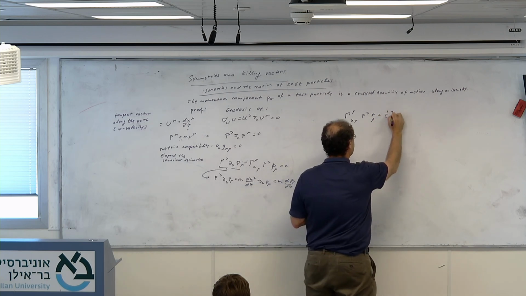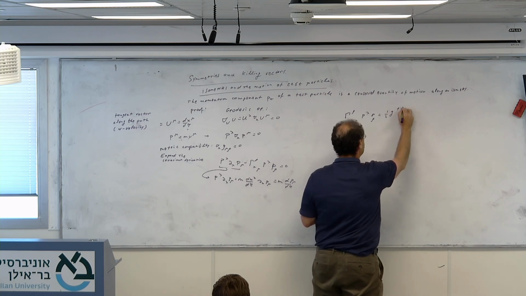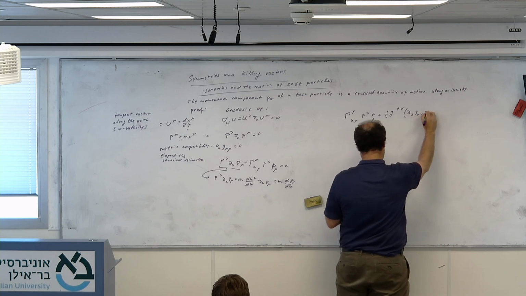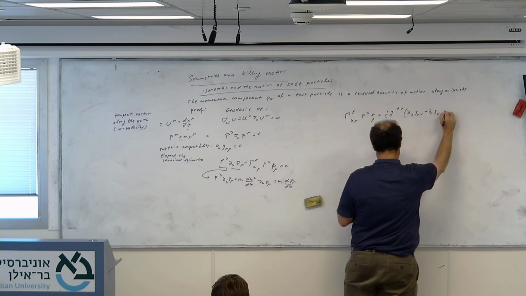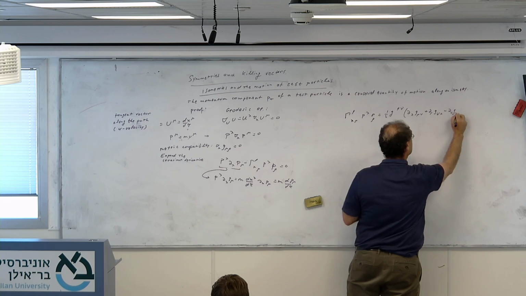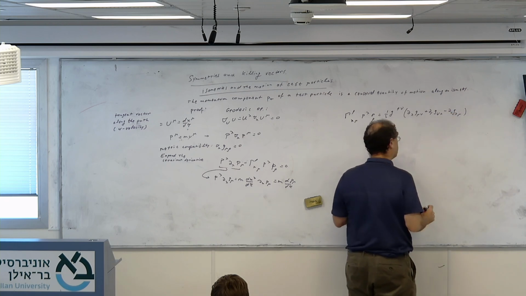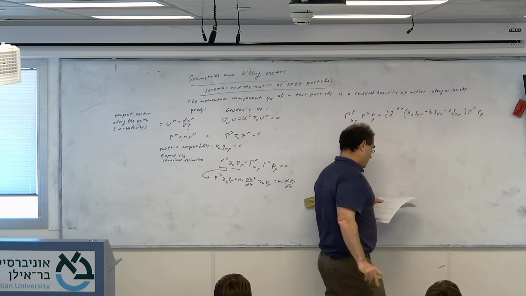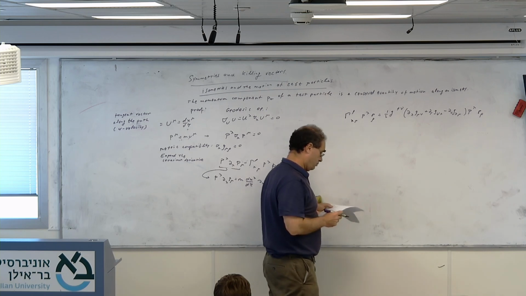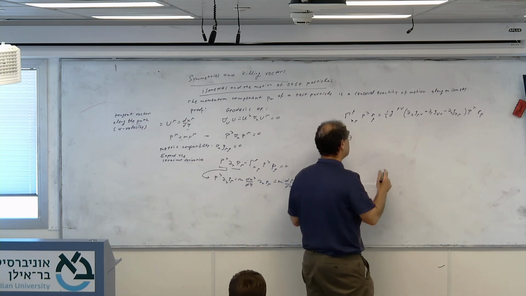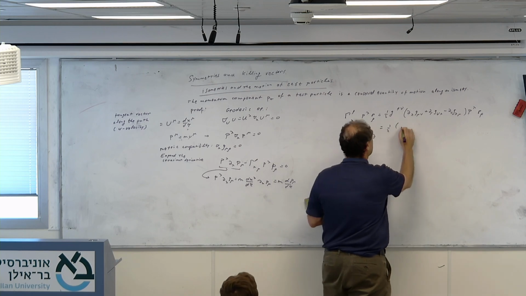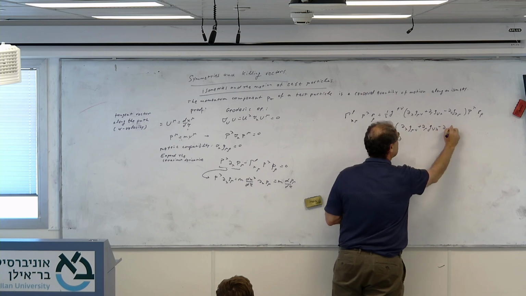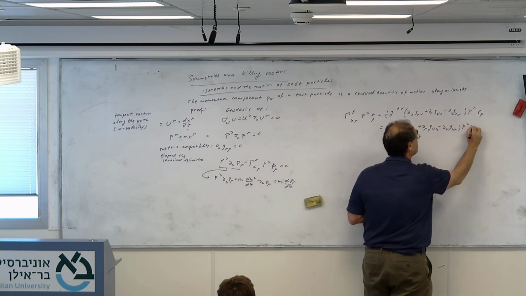So half g rho nu times d lambda g mu nu plus d mu g nu lambda minus d nu g lambda mu, then p lambda p rho. I can use the inverse metric to raise the index. This is one half, and d lambda g mu nu plus d mu g nu lambda minus d nu g lambda mu, times p lambda p mu.